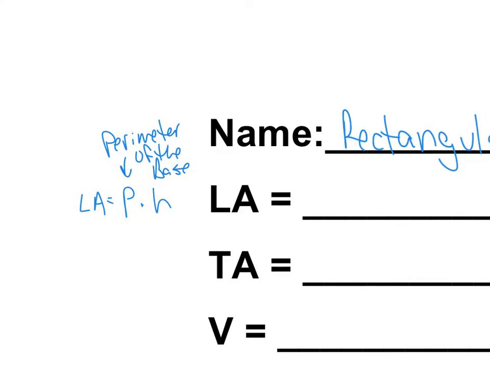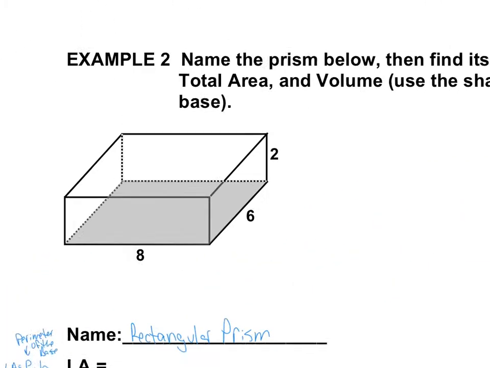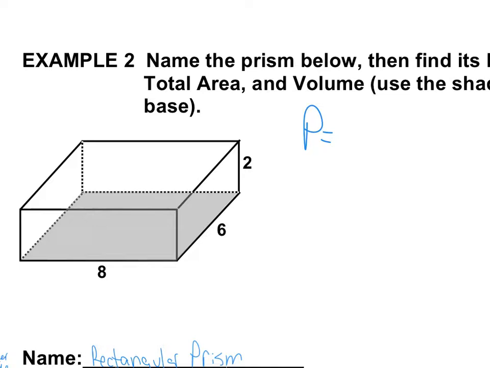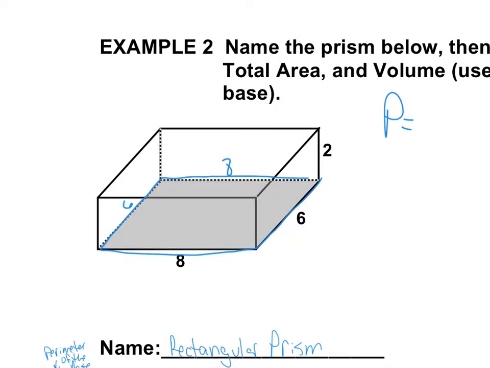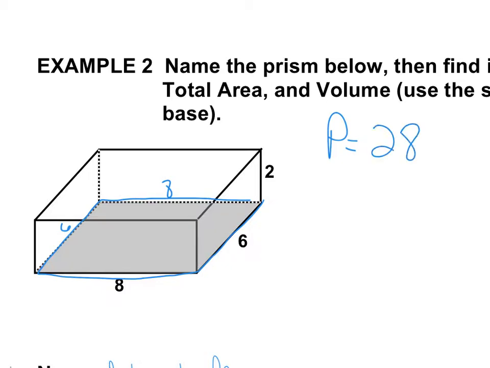And when I say H, I mean the height of the prism. And this can get kind of tough to tell. So I'm going to come up here and I'm going to write big P, perimeter of the base. Well, here's my base. I'm going to outline it in blue. Well, that's not going to be too hard to find. It's 6 plus 8 plus 6 plus 8. So 16 plus 12 will give us 28. So I got big P.